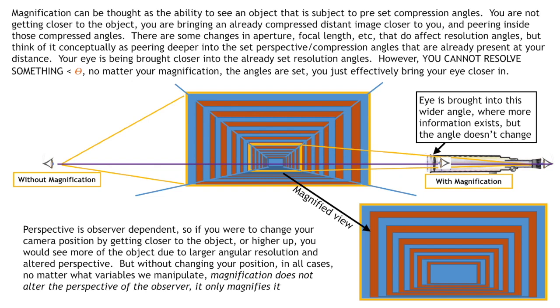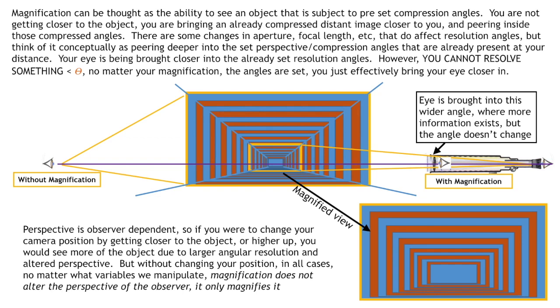That's important to know. There are some changes in aperture and focal length, etc., that do affect the resolution angle, but think of it conceptually as peering deeper into the set perspective or compression angles that are already present at your distance. Your eye is being brought closer into the already set angles. I can't stress that enough. However, you cannot resolve something less than theta. No matter your magnification, the angles are set. You just effectively bring your eye closer in.